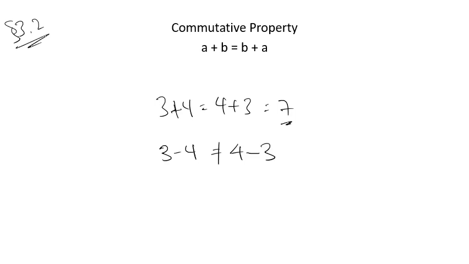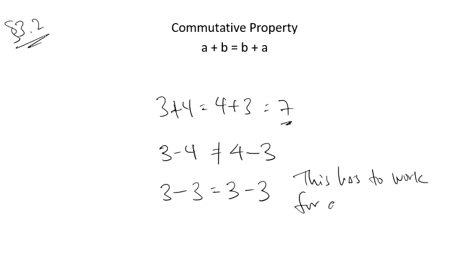You will get students that will point out when you say this, but 3 minus 3 does equal 3 minus 3. So why doesn't that mean that subtraction is commutative? And the answer is this has to work for all cases. So for addition, this works. Doesn't matter what two numbers I pick, I can add them in either order and they work. They work for all cases. For subtraction, they only work for very specific cases. They only work in the case where the two numbers are the same.